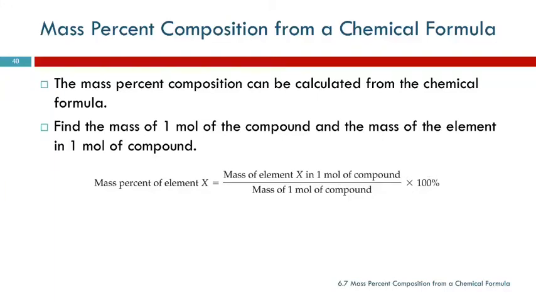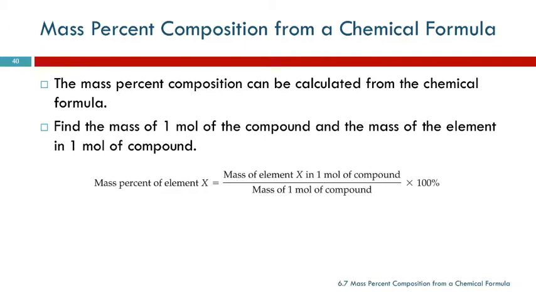Okay, how do we find out what the mass percent is? Well, it can be done experimentally, or if we know the chemical formula, we can calculate the mass percent. The easiest way to calculate the mass percent of the element you're interested in is to find the mass of that element in 1 mole of the compound and divide by the mass of 1 mole of the compound. The percentage doesn't change when you increase the sample size.